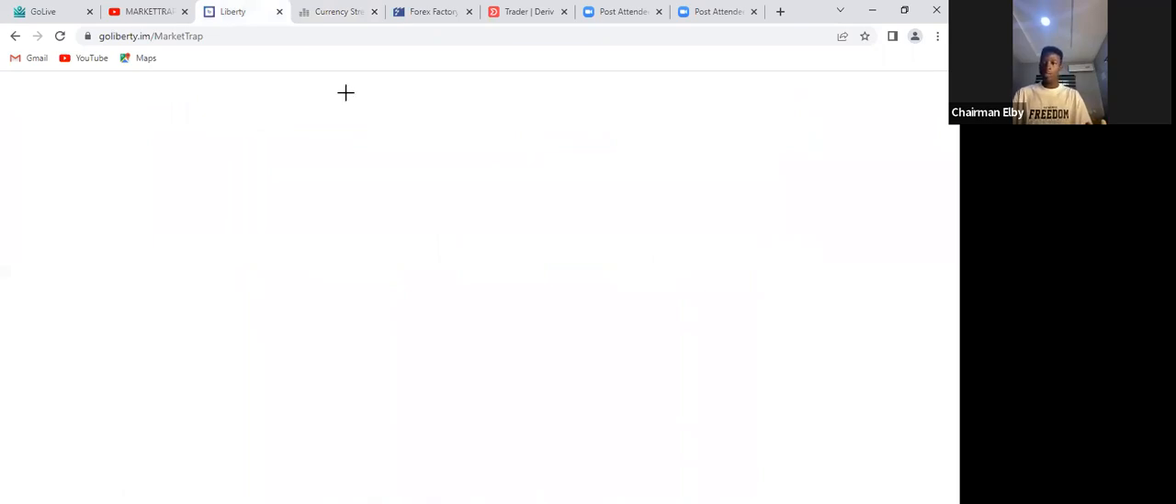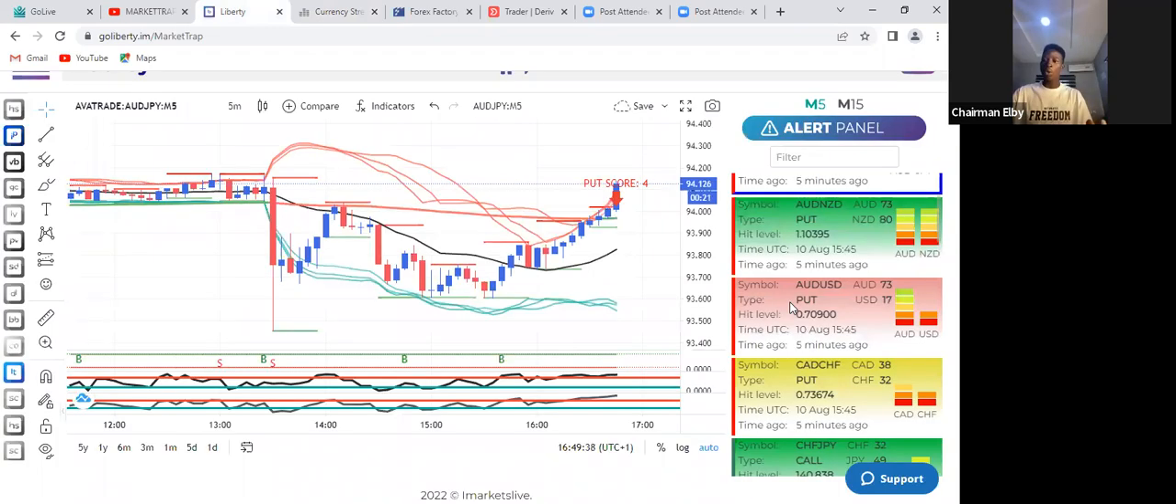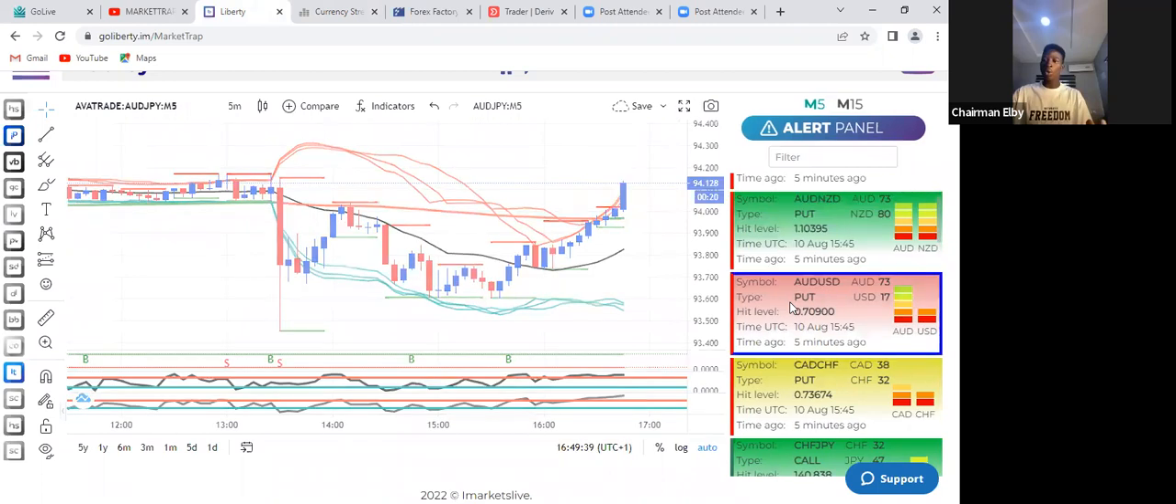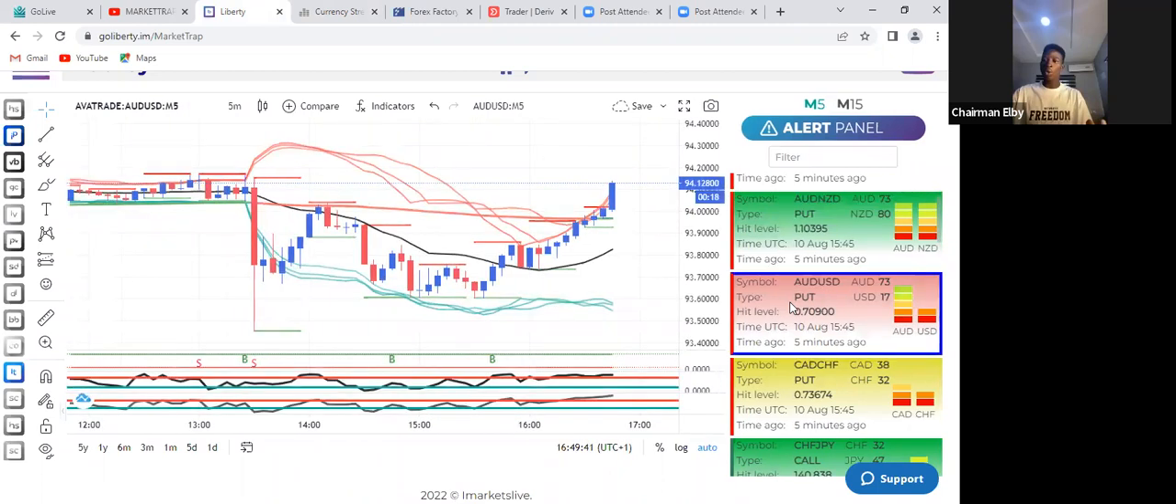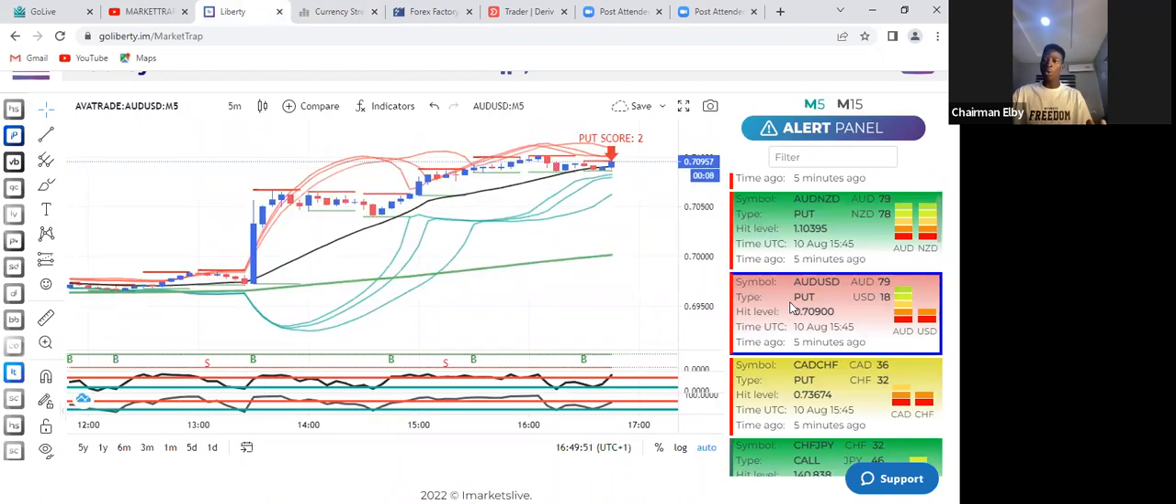So what you're going to do is just click it, and once you click it, the chart shows up on your screen. Now, as you can see, we are having AUD USD moving in an upward trend. And how do you really know? Maybe if it's something that you want to check.